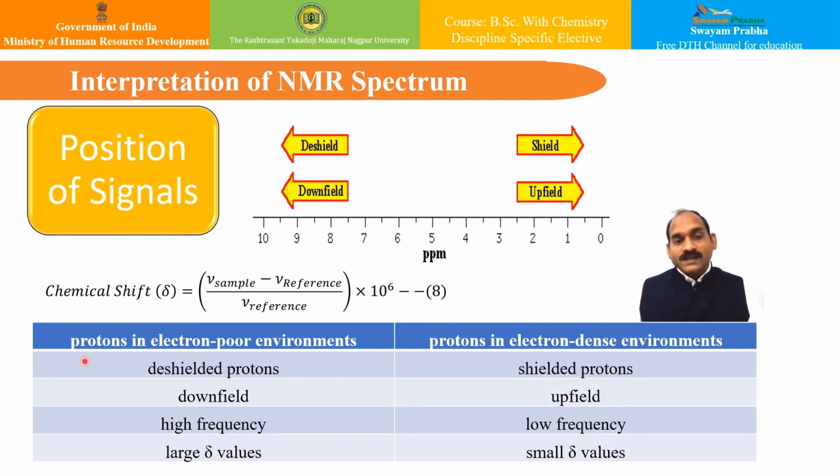A proton in an electron-poor environment will be de-shielded, going towards downfield at high frequency, and it will have large delta values, that is, large chemical shift. Likewise, whenever protons are in an electron-dense environment, they will be shielded, the field will be upfield, at low frequency, with very small delta values, and therefore towards the TMS peak. This is the formula for chemical shift that we have seen already.